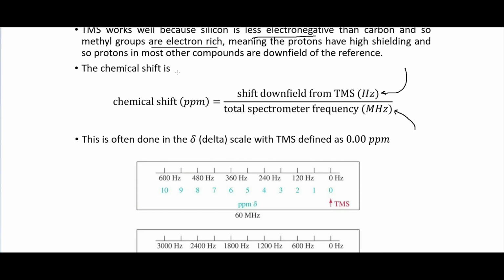And so the chemical shift, as I said, is the parts per million. So it's just the ratio of the shift downfield from TMS, so the tetramethylsilane. So we're looking at how much it has shifted away from that, divided by the total spectrometer frequency here.